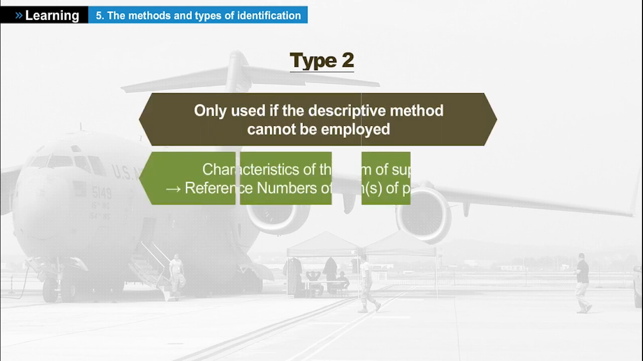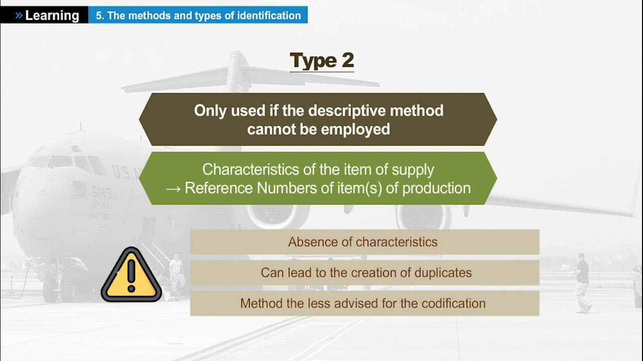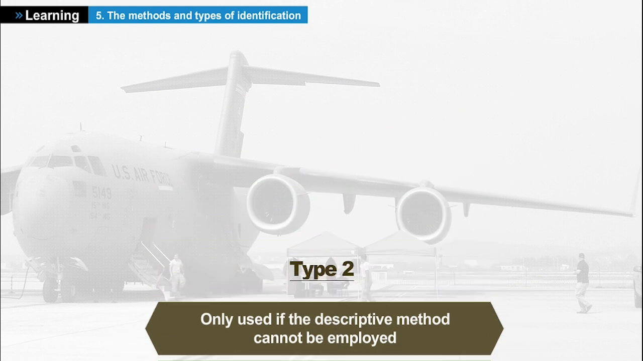This type of item identification is used only when the descriptive method cannot be used. The essential characteristics of the item of supply are implied by the choice of the item of production designated by their reference numbers. This method of item identification must unfortunately be used when the codifier has no technical documentation available.